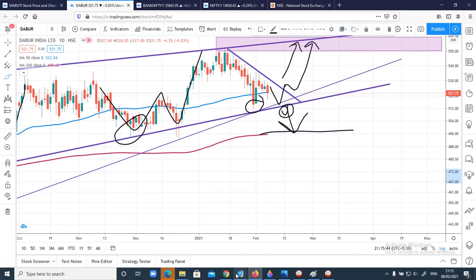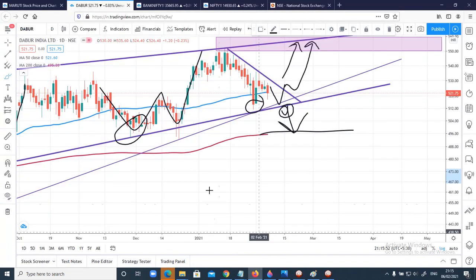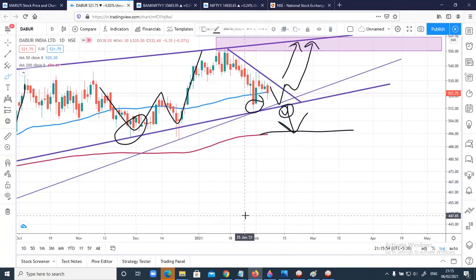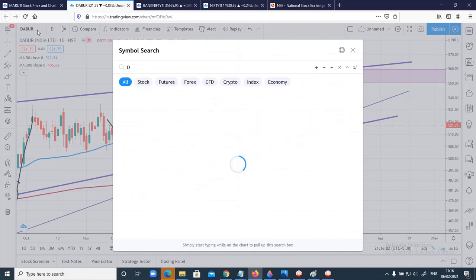Now let's go to the next stock. The next stock is Dr. Reddy and Berger Paints. Guys, I'm covering 3 stocks in this video. You can check out the other stocks' analysis also. I have shared the link below in the description box. Now let's move to Dr. Reddy.